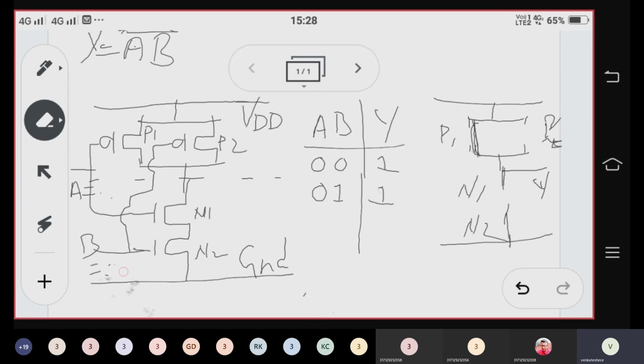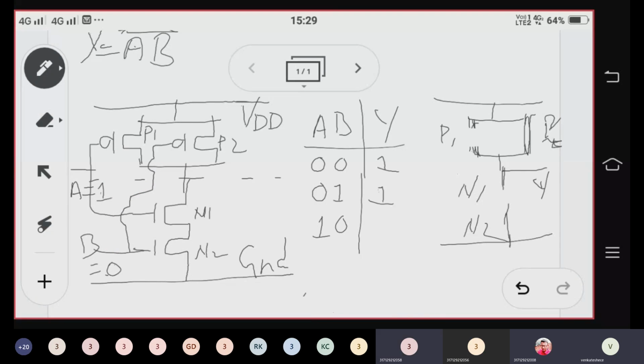Next case, I am giving A equal to 1 and B equal to 0. Now A equal to 1 is connected to the P1, means P1 is in off condition or on condition? Off, sir. P1 is in off condition. Now B equal to 0 is connected to the P2, means P2 is in on condition.